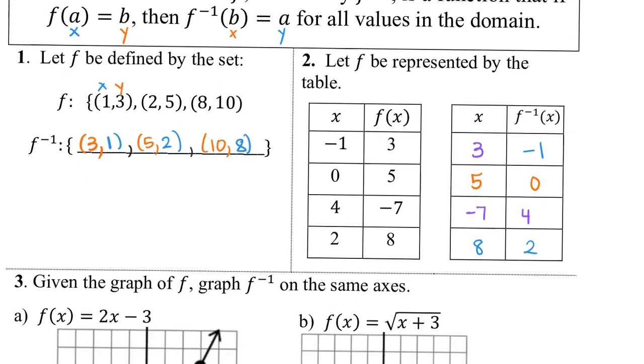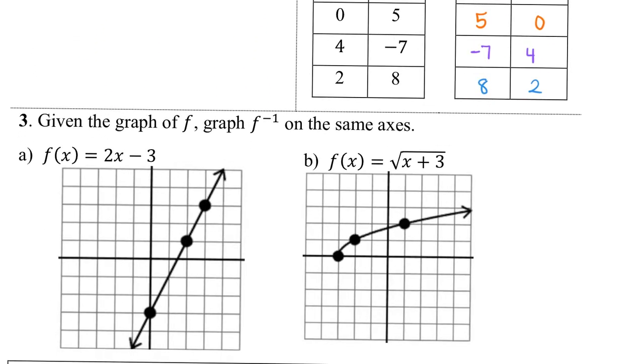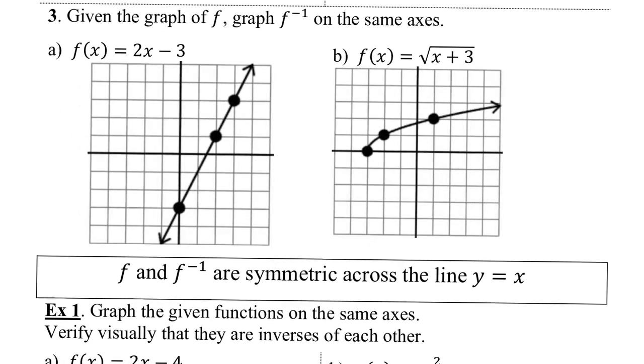Okay, now let's consider the graphs of f and f inverse. Okay, so for 3a, f of x is 2x minus 3. This is the graph of 2x minus 3. The y-intercept is -3. It goes up 2 over 1. A few dots are labeled. We're going to use them to graph the inverse. Okay, so this is the graph of f.